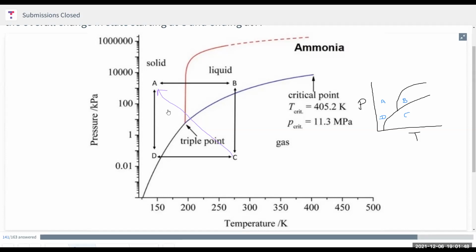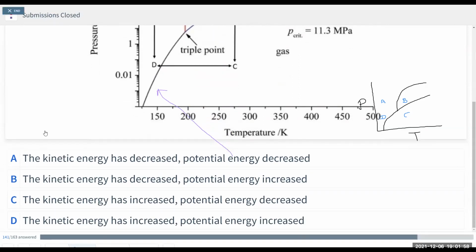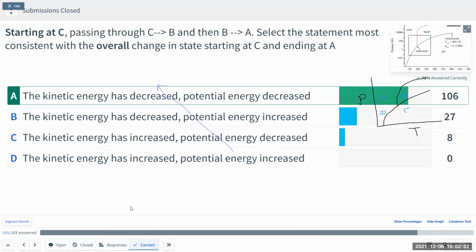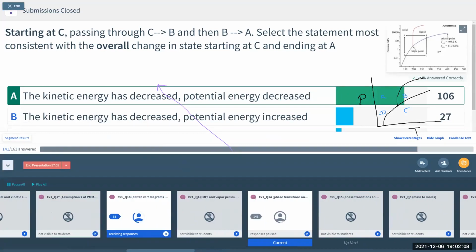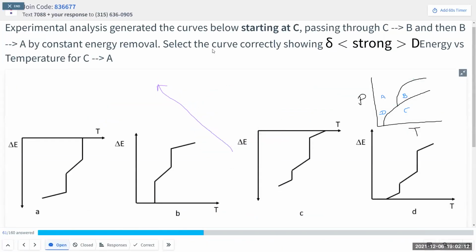What questions, concerns, comments do we have about this? Anything? Any questions? Okay, now I'm going to close that. All right, here are the responses. That's the correct answer. Now let's go back to the previous question we were dealing with.